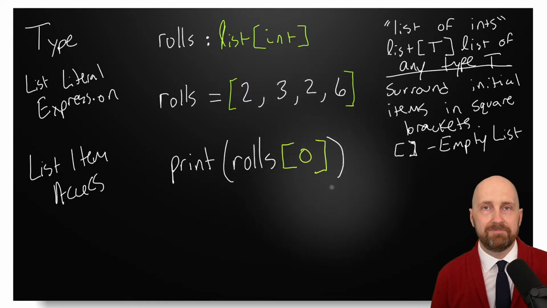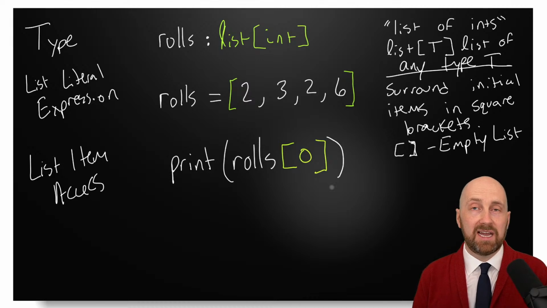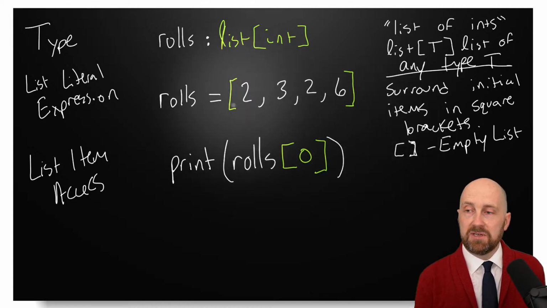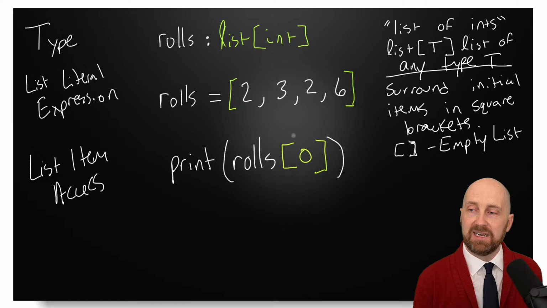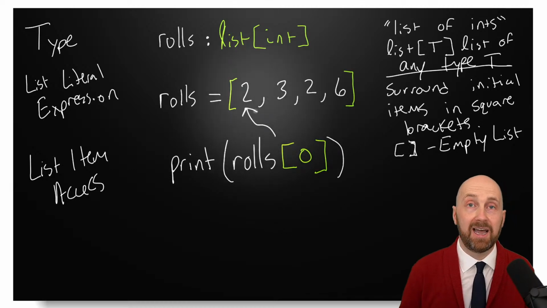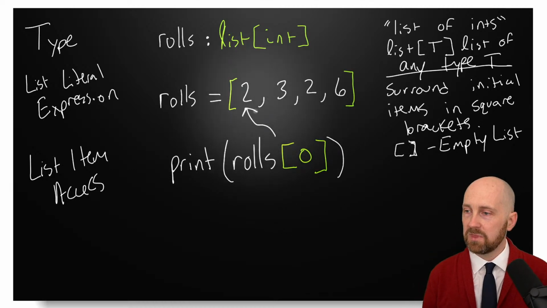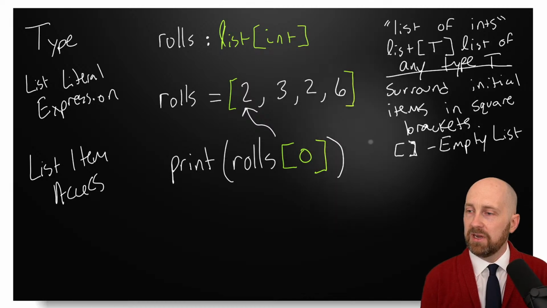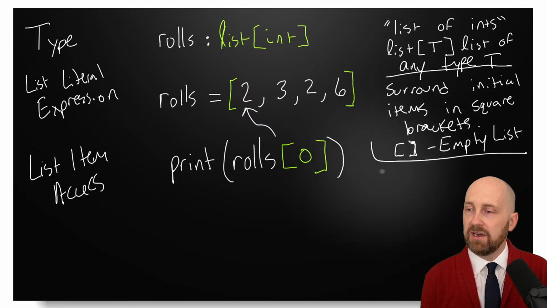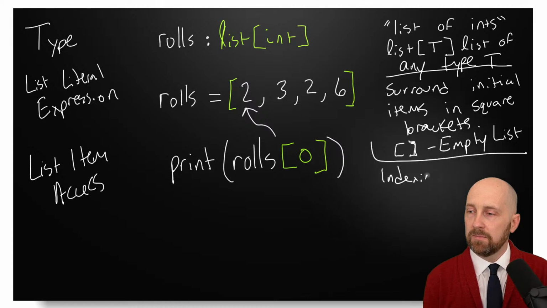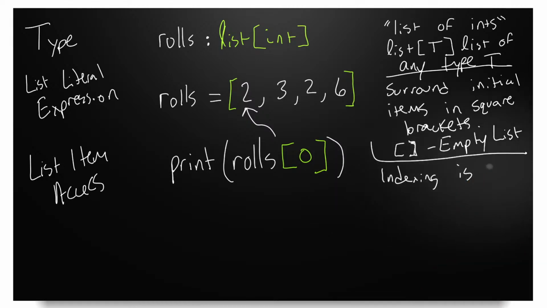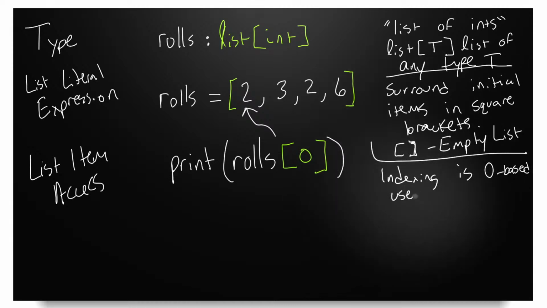The subscription notation works exactly the same as it does for strings. So you've actually already seen this before, and the same ideas apply. What this would print out is the number 2. What roles index 0 is referencing is this first item in our list roles, right? So what I want to make a quick note of here is that indexing is 0 based, and it uses the subscription operator.